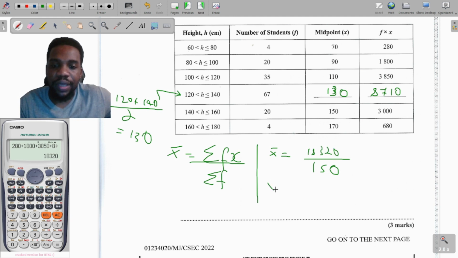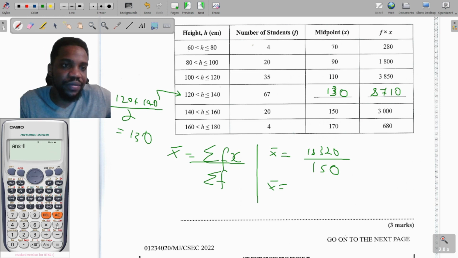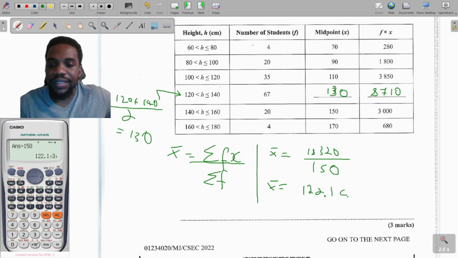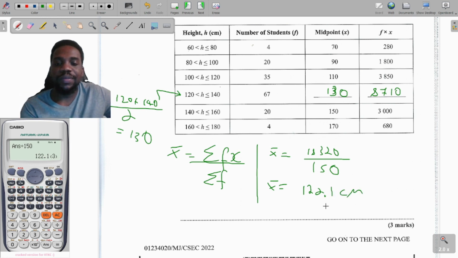18,320. And I'm going to have to divide that by 150. So the smart thing to do is to not clear the calculator, because you have that already. Just go divide by 150. And that's 122.1. Alright, correct to one decimal place. So 122.1, and that is in centimeters. So that is my mean height, or my average height, means the same thing.